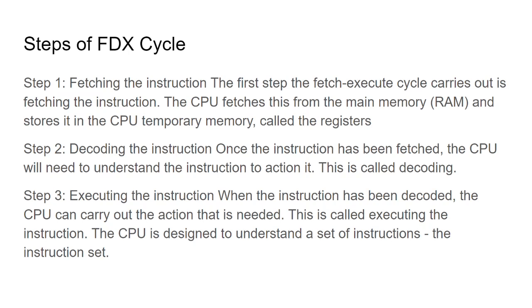Usually over here it's stated that fetching the instructions is the first thing. The CPU fetches it from the main memory, RAM, and then stores it in the temporary memory called the registers. Next is decoding. The CPU needs to understand the instruction, what it has to do with the information from the fetching. This is called decoding. Then the CPU has understood what to do with the data, and it does what you want with the data. That's called execution of the instruction.